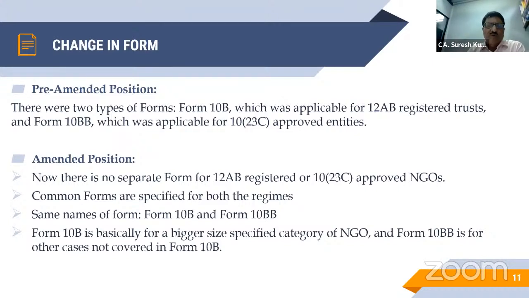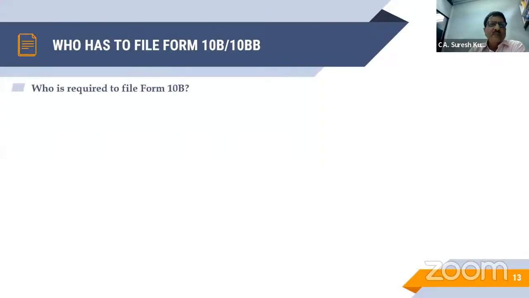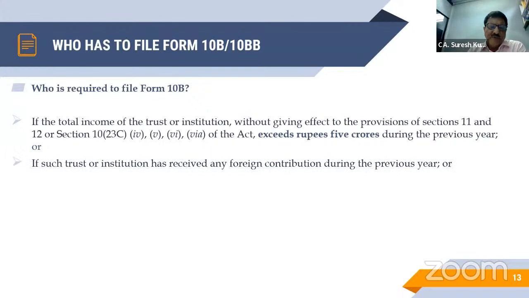Now let us know where one can submit form number 10B and where 10BB. So as per the notification, the notification says who is required to file form number 10B. The first condition is if the total income of the trust or institution, without giving effect to section 11 and 12 or section 10(23C), exceeds rupees 5 crore during the previous year. That means if your income before giving effect to the exemption benefit exceeds rupees 5 crore, then form 10B has to be used. Or if your institution receives any foreign contribution.